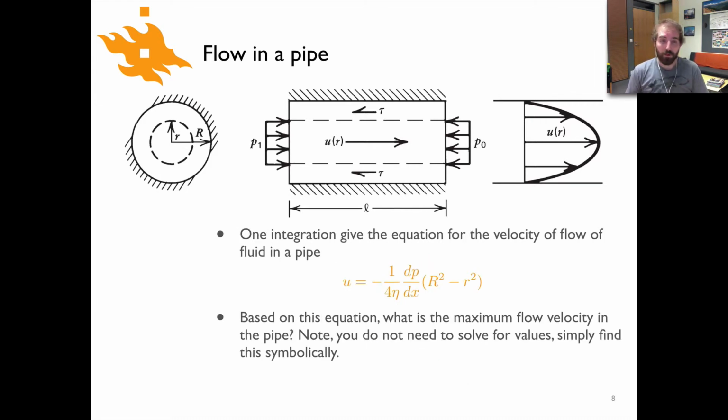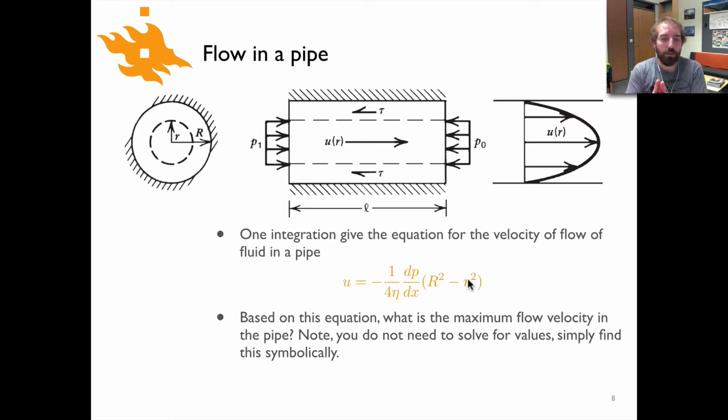If we integrate that one time, it's not terribly difficult, we can find that our velocity u is equal to minus 1 over 4 eta times the pressure gradient dP dx times big R squared minus little r squared. So that's our distance from the center of the pipe again.